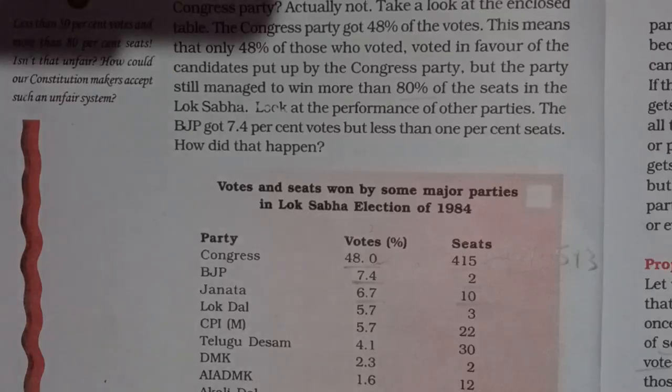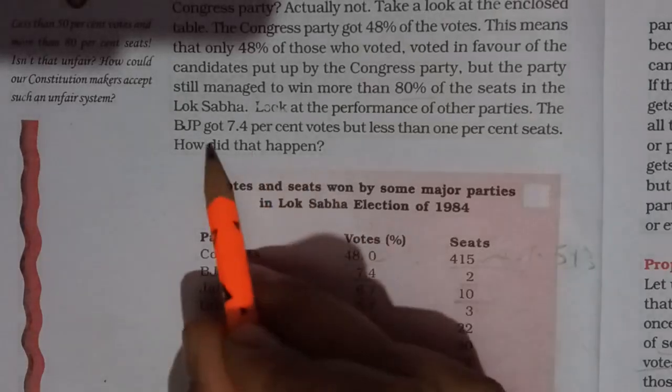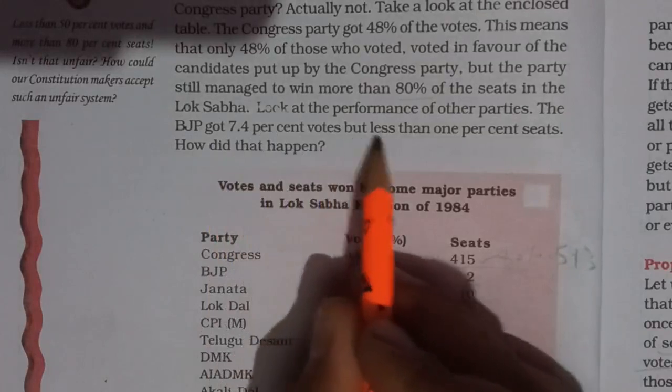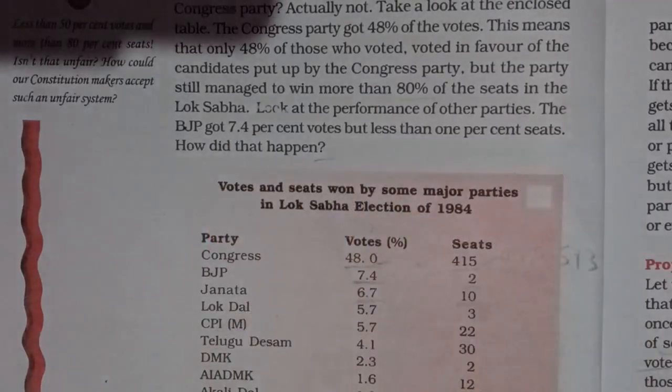Because of this system of election, we see so much disparity, and now we will discuss how this system works. When you understand how this system works, you will be able to better understand this chart, this outcome of the result. So at last it's written, BJP got 7.4% vote but less than 1% seat. How did this happen?